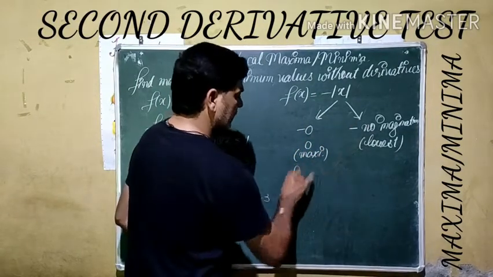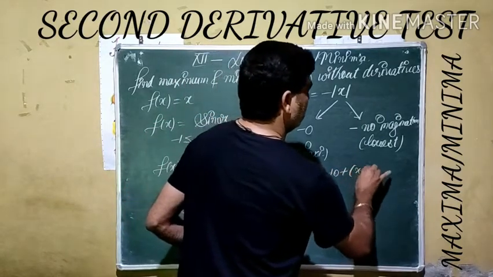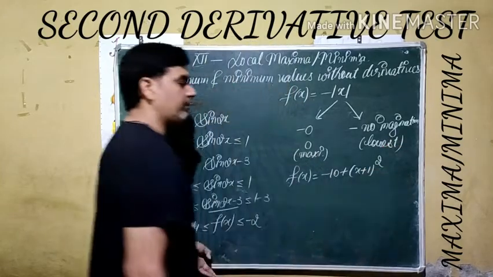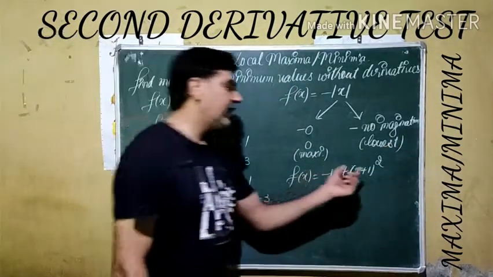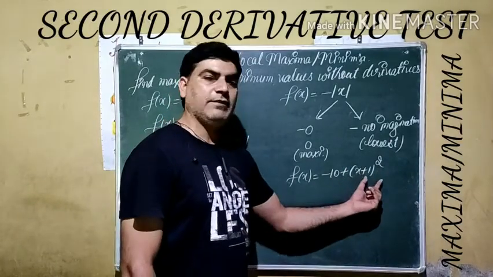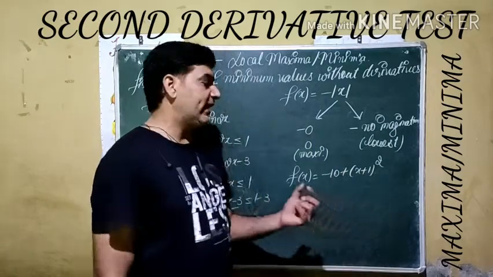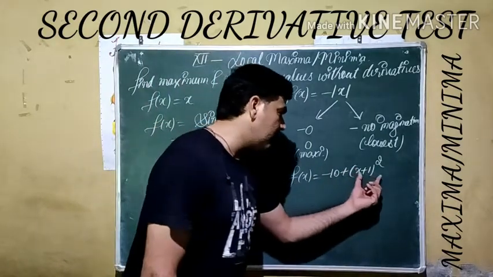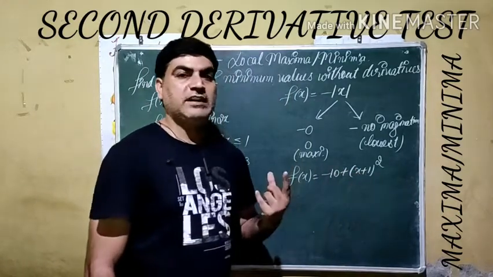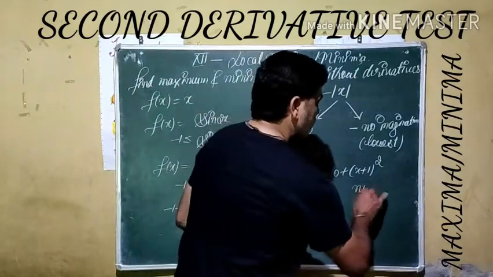Another function may be given by -10 plus (x plus 1) whole square. What can we say about this? We know that the square of every number is always positive, and the highest positive value we cannot identify. How much value we can add to it, we cannot imagine here. The highest answer we cannot identify. It means there is no maxima.